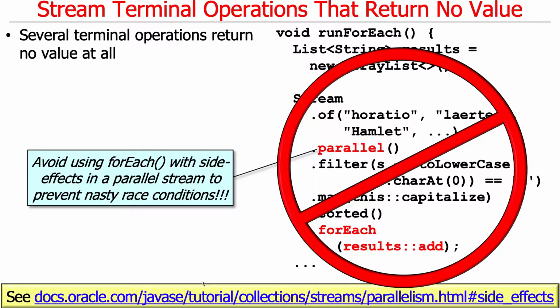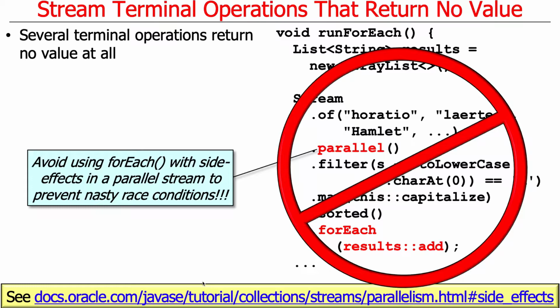The second problem, which is more subtle, is if you try to make this a parallel stream, and we'll talk in more detail about what parallel streams are later. If you try to make this a parallel stream, then chaos and insanity will unfold if you try to add something to this list, because you'll end up with race conditions. The reason is that you've got side effects in a parallel stream, and the list collection is not thread safe.